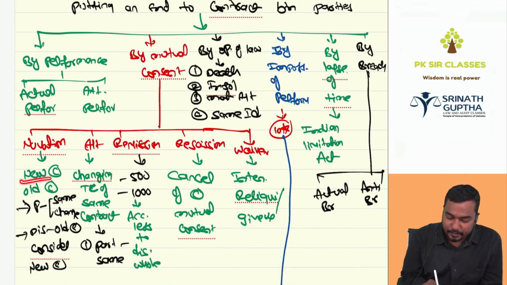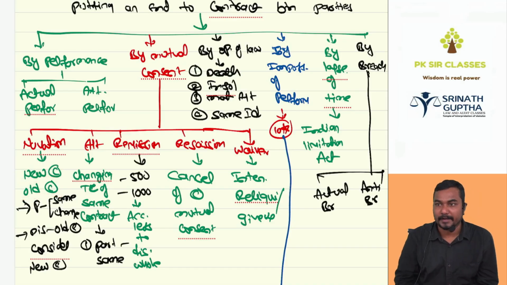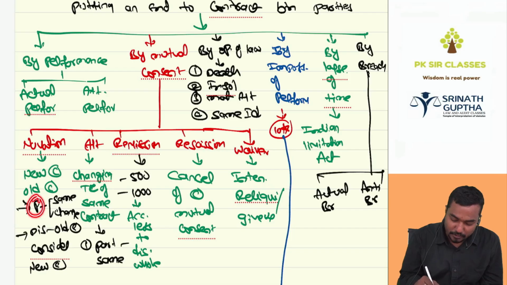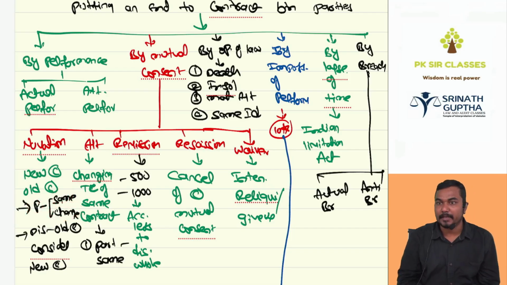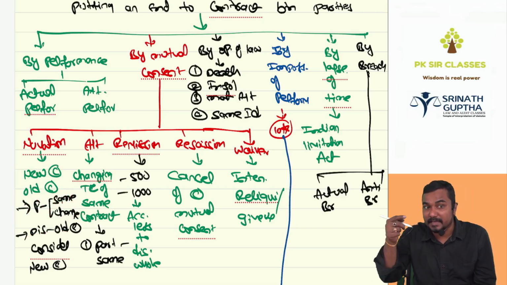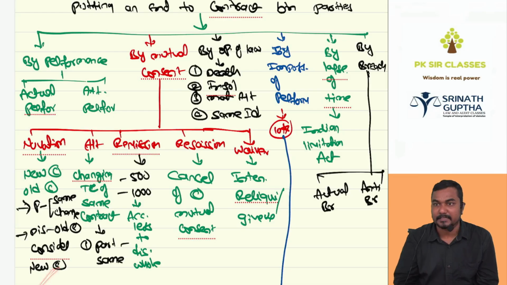Novation means entering into a new contract in the place of the old contract. The old contract will be discharged and a new contract will come into existence. Parties to the contract may remain the same, or the parties may change also. And discharge of the old contract is the consideration for the new contract.